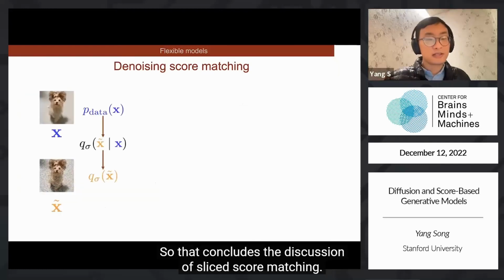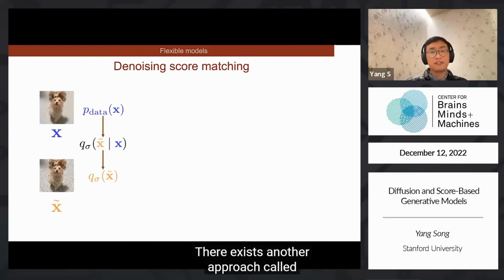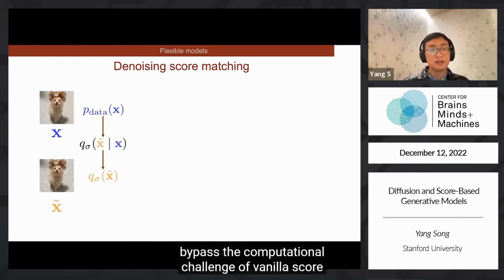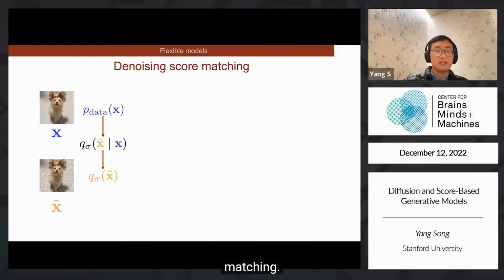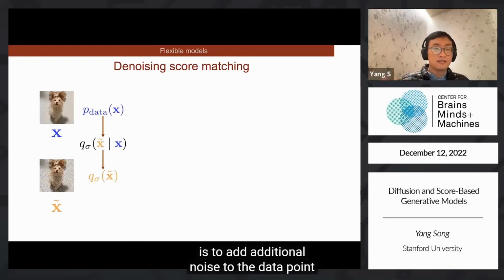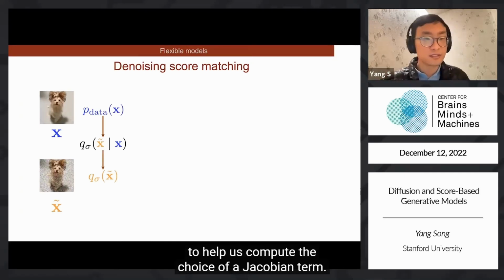So that concludes the discussion of sliced score matching. There exists another approach called denoising score matching that can also bypass the computational challenge of vanilla score matching. The idea of denoising score matching is to add additional noise to the data point to help us compute the trace of the Jacobian term.